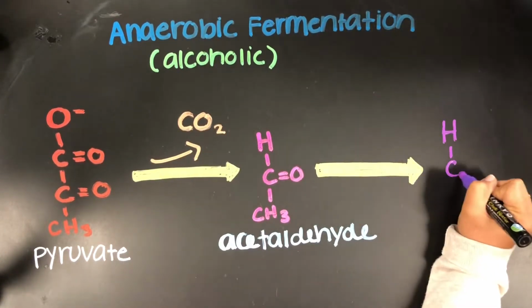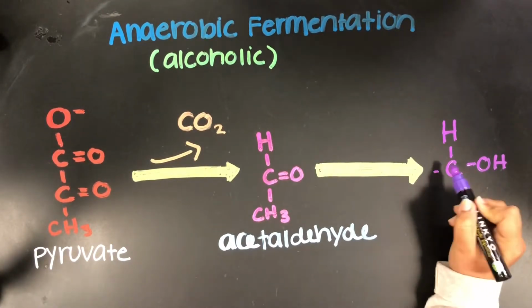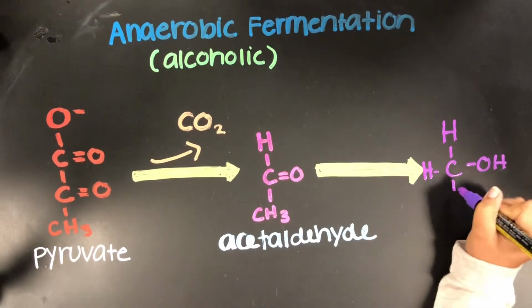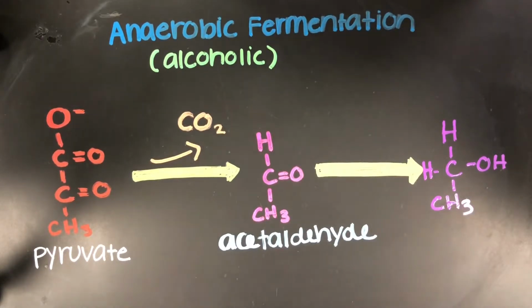Anaerobic fermentation, or alcoholic fermentation, is a process that occurs after glycolysis. During the process, 2 pyruvates are broken down into 2 ethanols, and CO2 is released. At the end of the cycle, 2 ATPs are produced as a result of the 2 pyruvates being broken down.